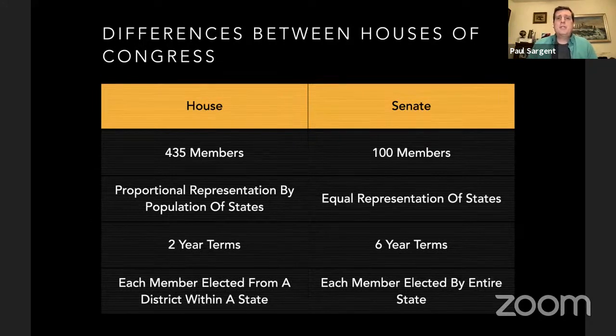The House works off of 2-year terms. The founders believed that this was important to make the House very responsible, very answerable to the public. That their cycle of a 2-year term would be so ongoing that they would really have to listen to what their constituents thought. The Senate, on the other hand, works on 6-year terms.